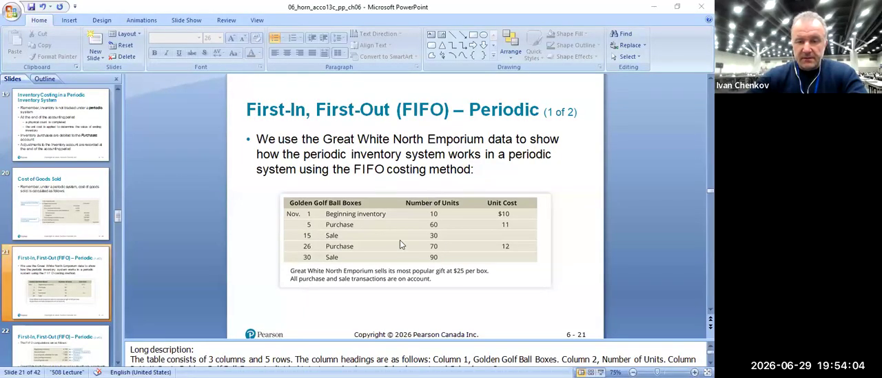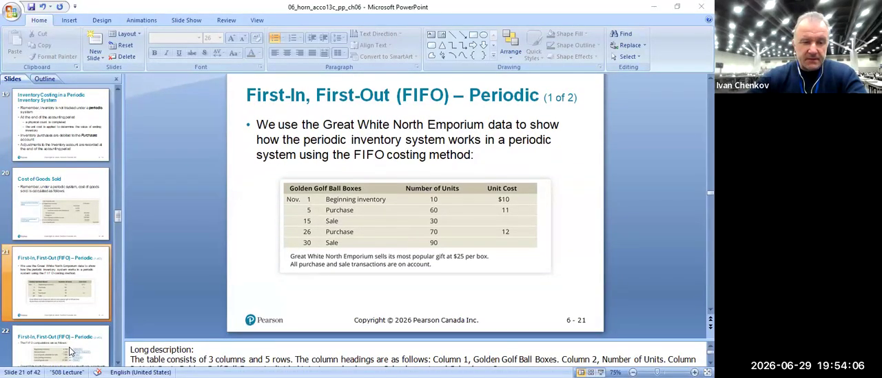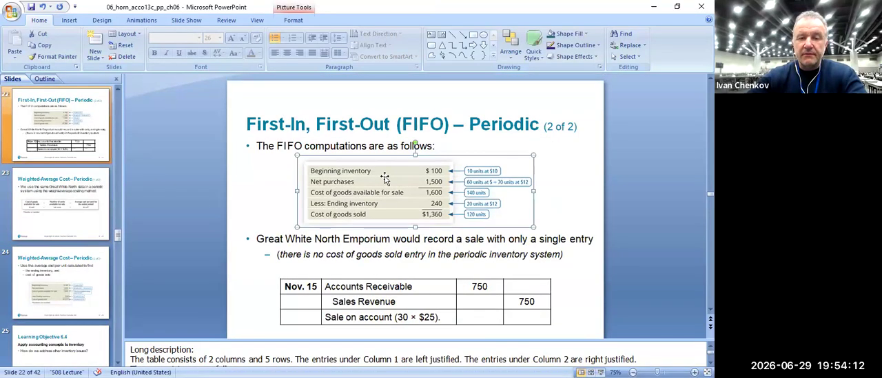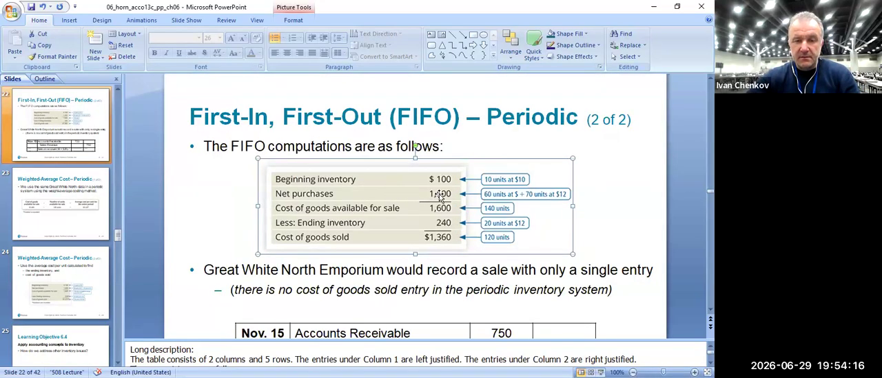So, first in, first out. Once we look at first in, first out, we're going to start working with the calculation. Beginning inventory plus the net purchases gives us total available for sale. Less the ending inventory gives us the cost of goods sold.